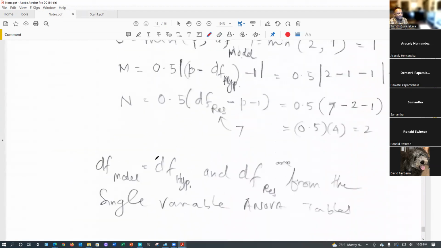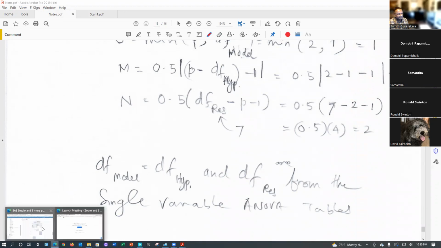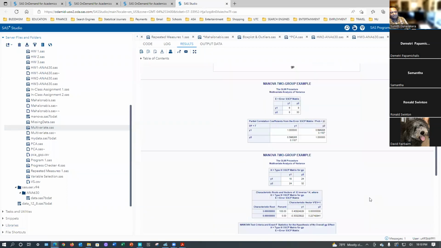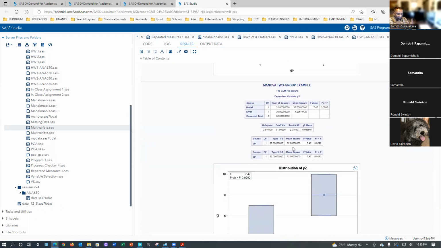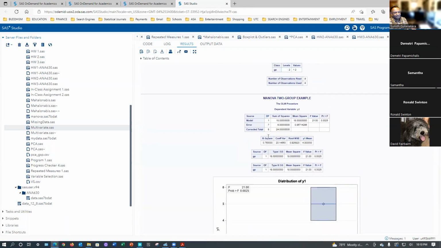Listen, N is nothing but 0.5 times the degrees of freedom of residual in the univariate case. Go to the univariate case again. Here residual is 7. I'm not talking about the F test. Here 2 and 6 is for the overall one. These are one at a time. For the Y variable, you have 2 groups. Y1 you can compare, and Y2 you can compare and contrast. That's what they are doing over here.